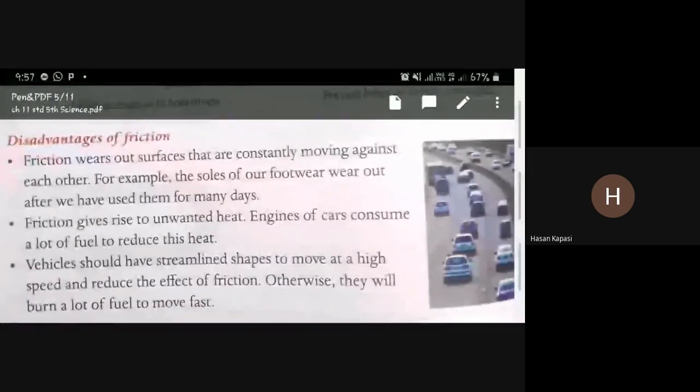Disadvantages of friction. First point. Friction wears out surfaces that are constantly moving against each other. For example, the soles of our footwear wear out after we have used them for many days. Okay, this word, wear. Wait a minute, beta. Wear.